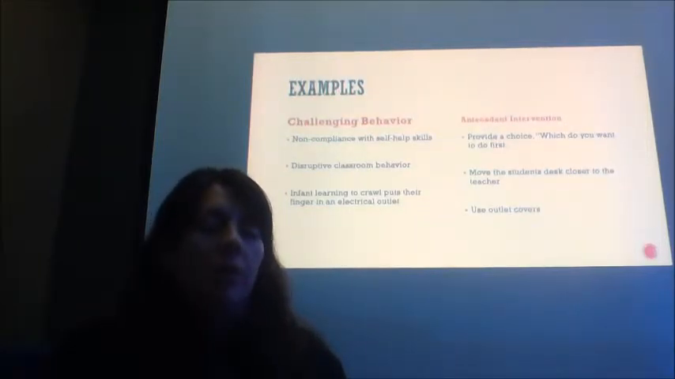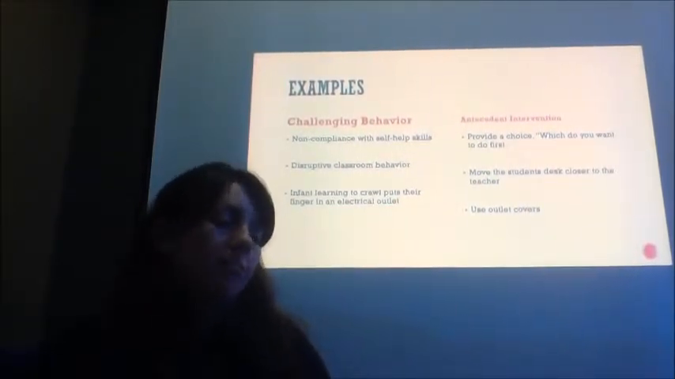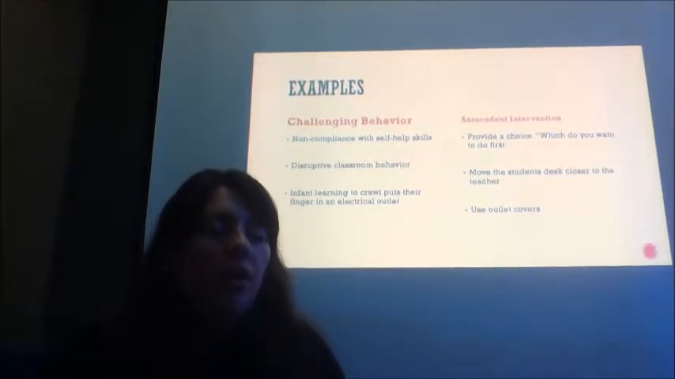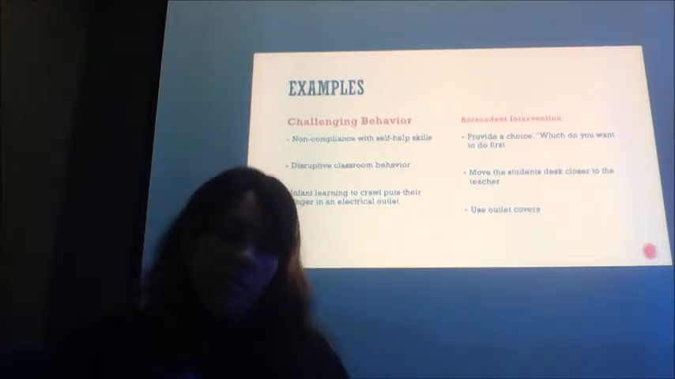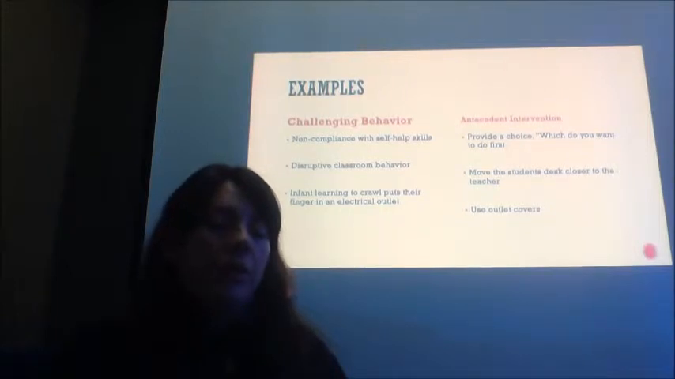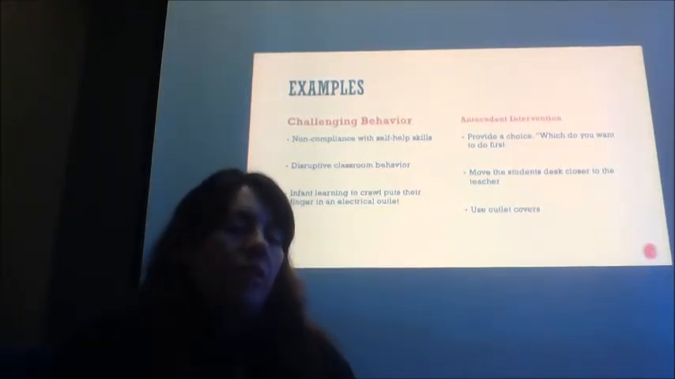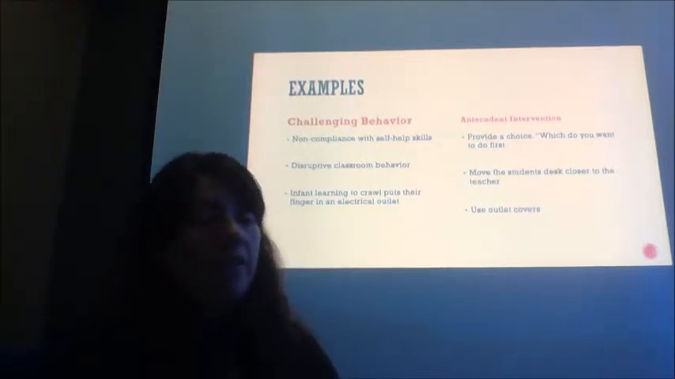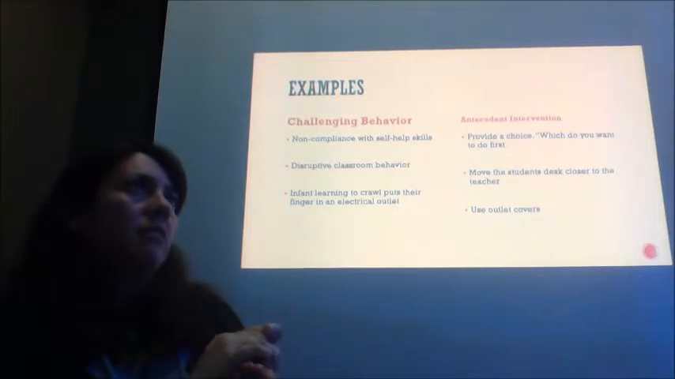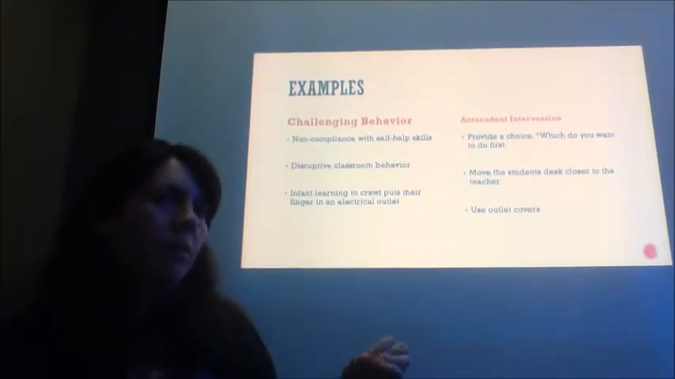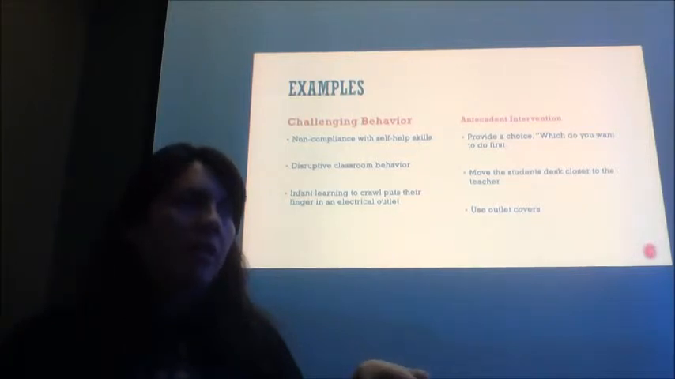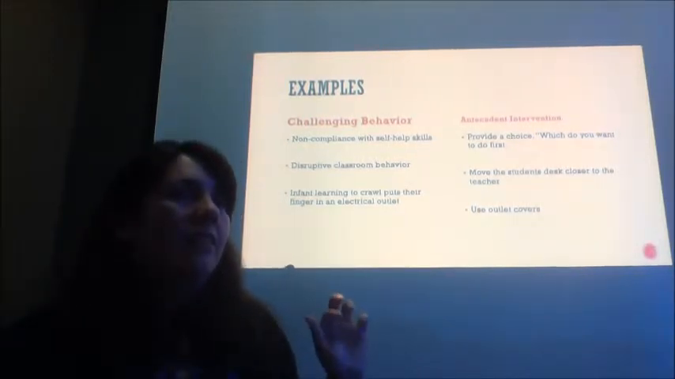So here are some examples of things we can do proactively before we ever see inappropriate behavior, to make it less likely. Let's say you have a kid and you know that a tendency for this kid is to be non-compliant with self-help skills. And you're in the Trailblazer building and it's time to do toothbrushing, brushing hair, and making the bed. You can maybe provide a choice, because maybe the SD, make your bed, has become aversive. In the presence of the SD, make your bed, they protest, and they get out of making their bed.